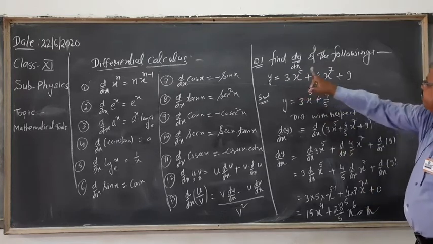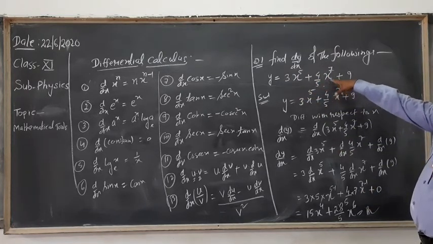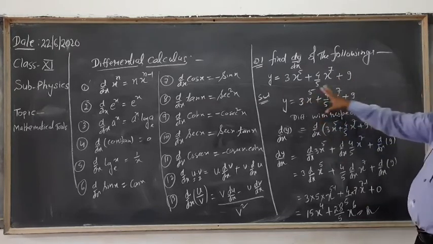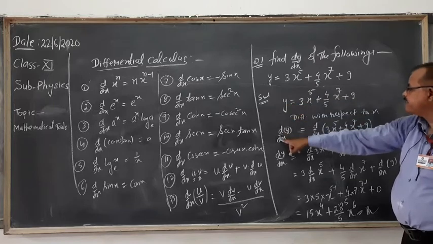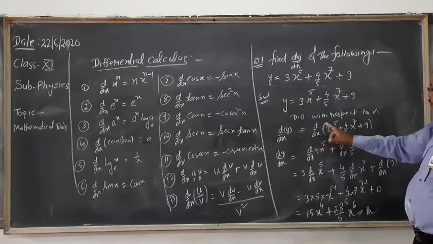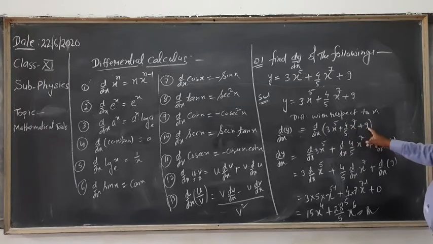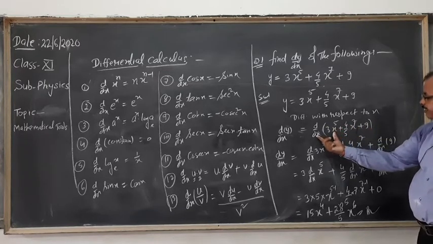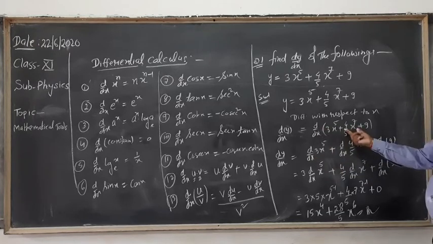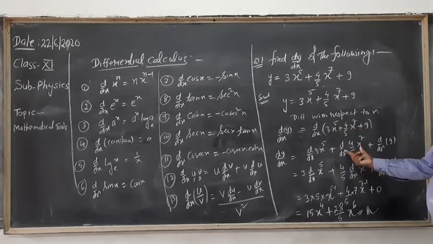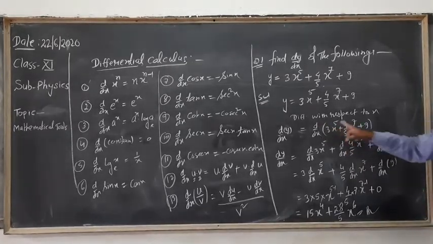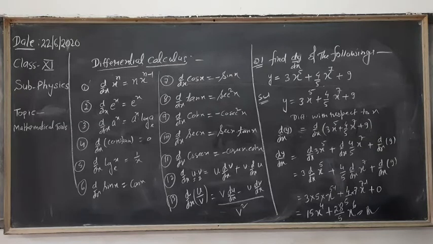y equals 3x to the power 5 plus 4 upon 5 x to the power 7 plus 9. First of all, differentiate both sides. Here dy by dx and this side also d by dx. This d by dx is distributed in all three terms. So, the first term will be d by dx of 3x to the power 5, second d by dx of 4 upon 5 x to the power 7, and the last, third one, d by dx of 9.